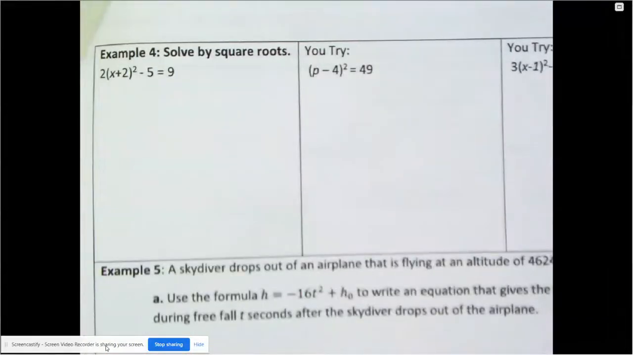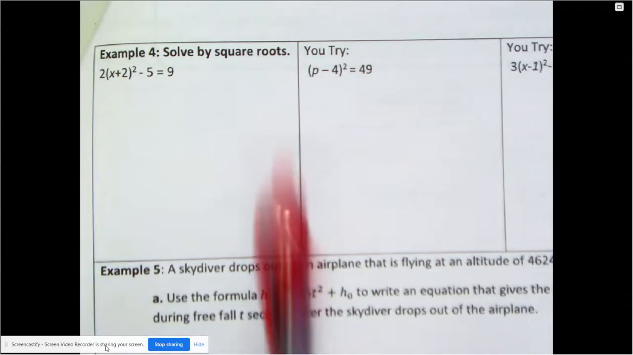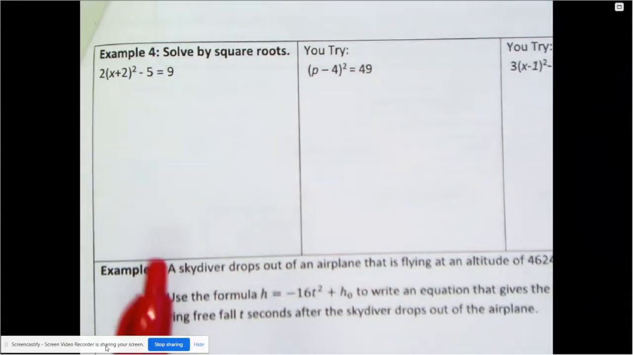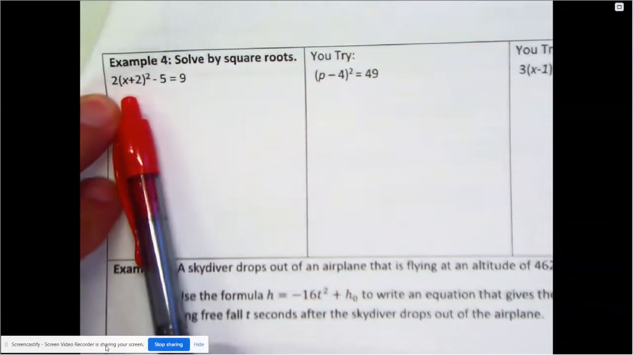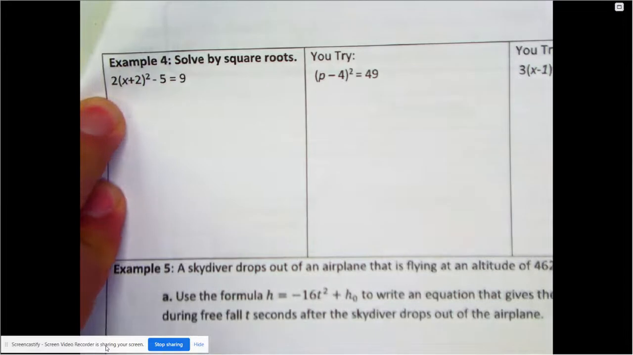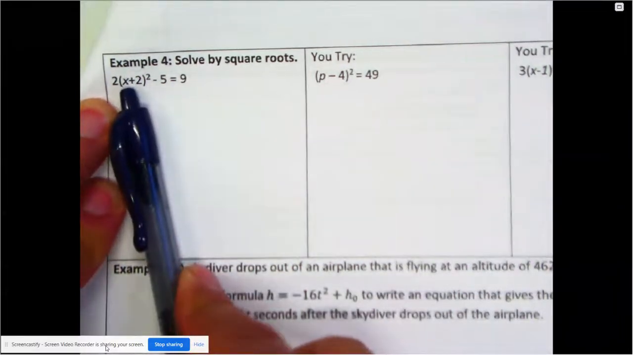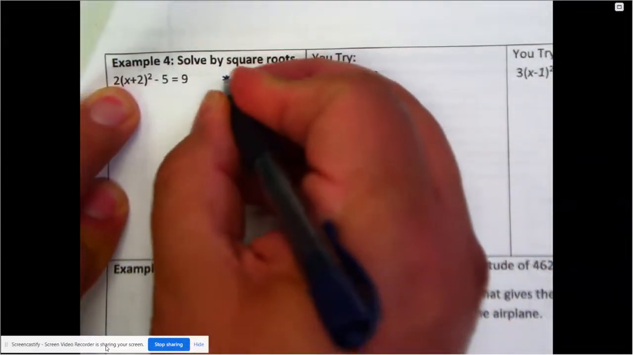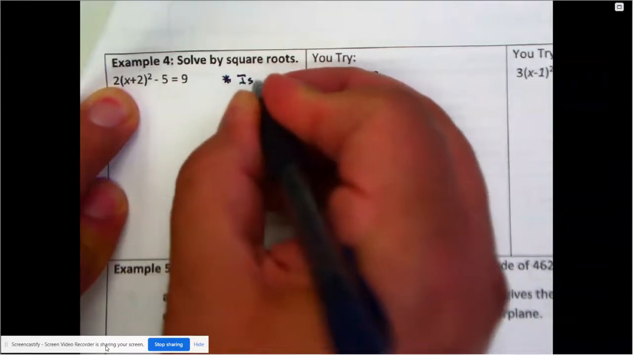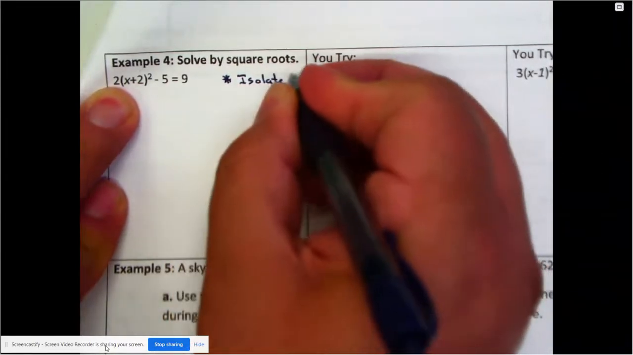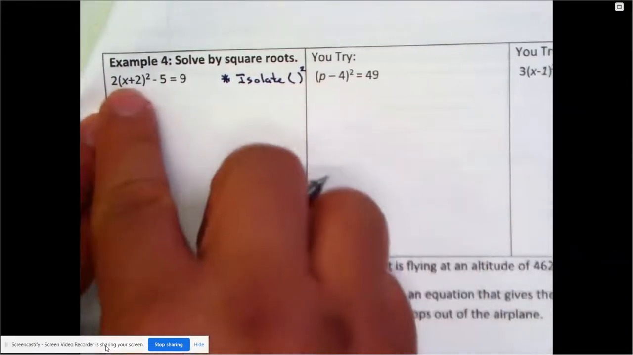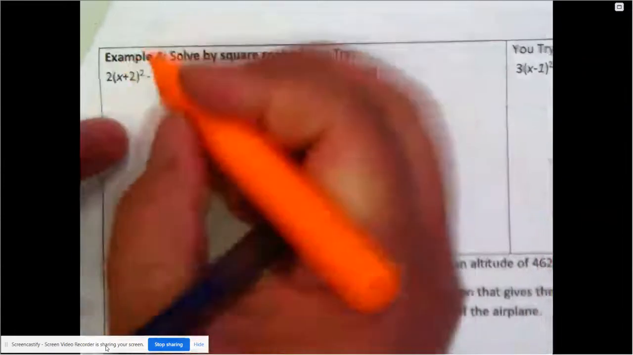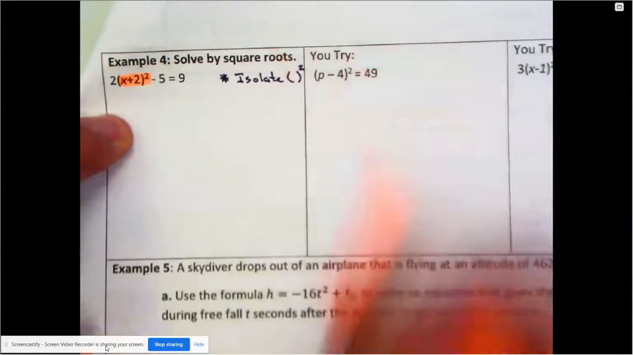So here we go. Example number 4. So we want to try some of these. Solve by square roots again. Well, notice we said solving by square roots only works if this is vertex form. Well, this is vertex form. But if you look at it, you might say, yeah, but there's a plus 2 on the inside. That's okay. My first step is isolate the parentheses squared. That's going to be my first goal, to get this part all by itself.